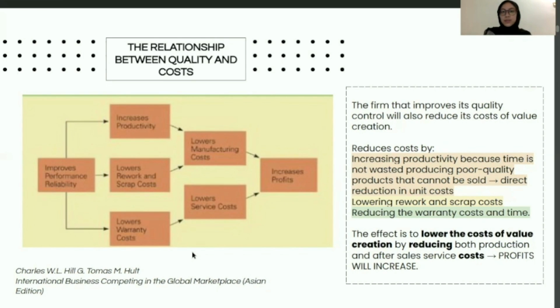How? Improved quality control reduces costs by increasing productivity because time is not wasted producing poor quality products that cannot be sold, and therefore it will result in a direct reduction in unit costs. The second one is lowering rework and scrap costs associated with the defective products, and the third one is reducing warranty costs and time associated with fixing the defective products. The effect is to lower costs of value creation by reducing both production and after-sales service costs, and therefore it will increase the profit.